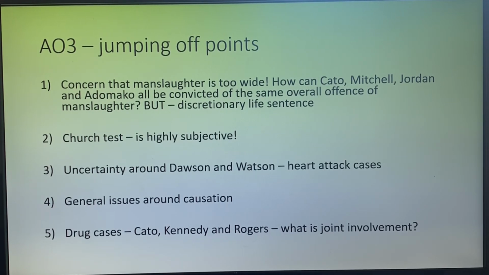But remember that it does carry a discretionary life sentence, which gives the judge the power to adjust the sentence respectively to what they've done. So certainly Cato probably would have got a much worse sentence than Jordan or Adamaco, for instance. So bear that in mind as well.